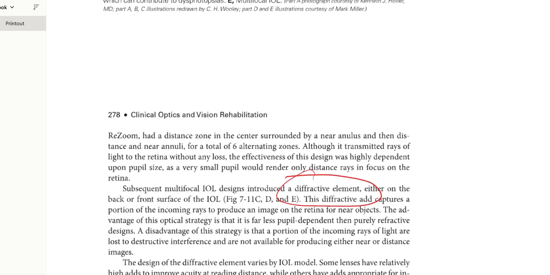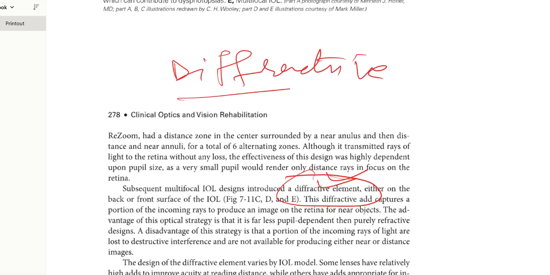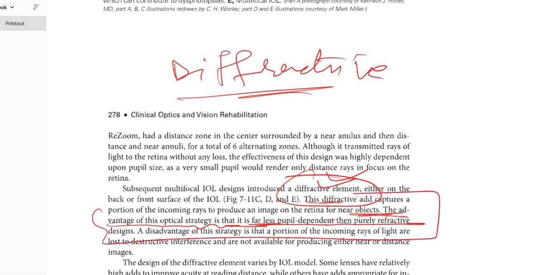There are diffractive multifocal and refractive multifocal. Diffractive are more good because they are less pupil dependent. The advantage of this optical strategy is that it is far less pupil dependent than purely refractive designs. Put this way.